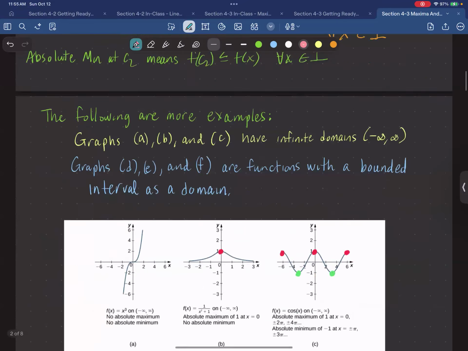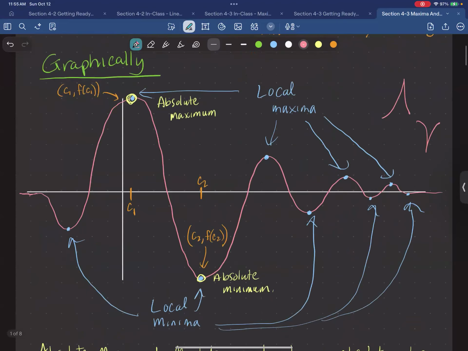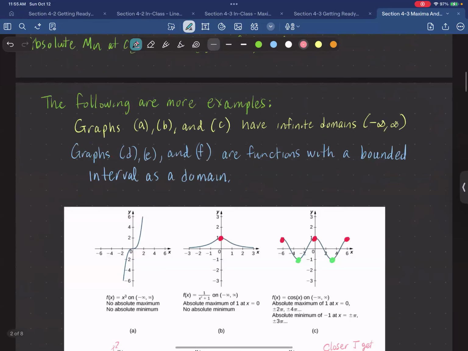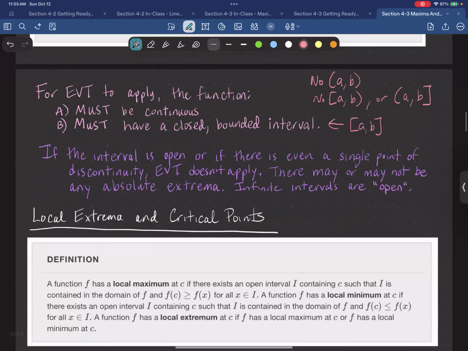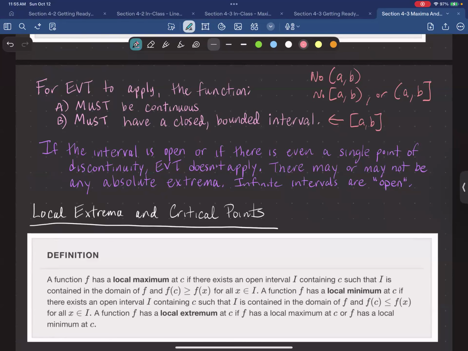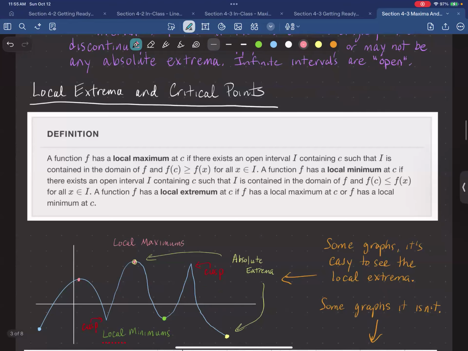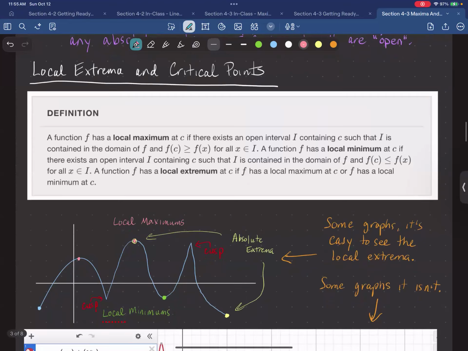So that's what we had circled up here in yellow, the absolute max and min. Then we have local maxes and local mins in blue, and we're going to talk about those next. Those are called the local extrema and critical points. A function has a local max at c if there is an open interval I that has c in it. The math jargon here is rough. Let's look at this pictorially. I got a picture here that we're going to look at.